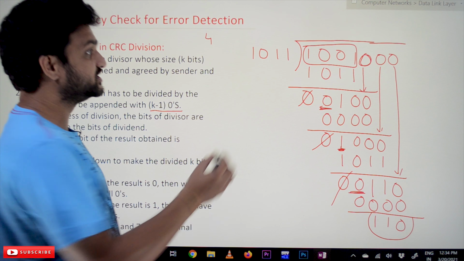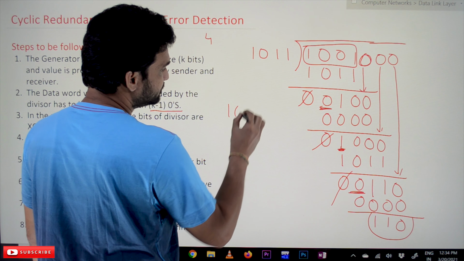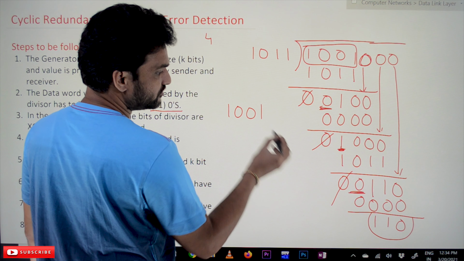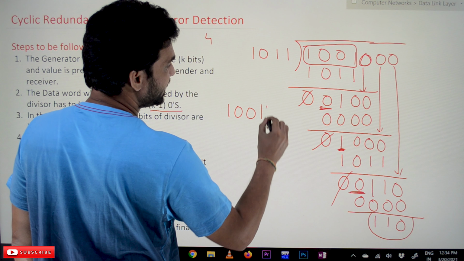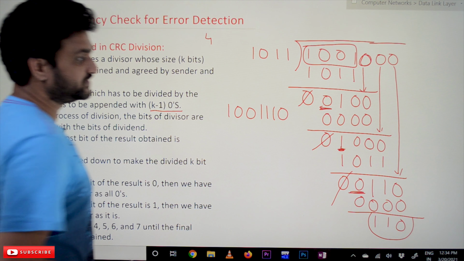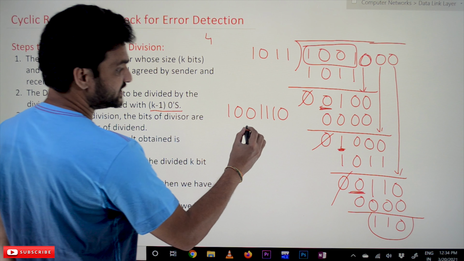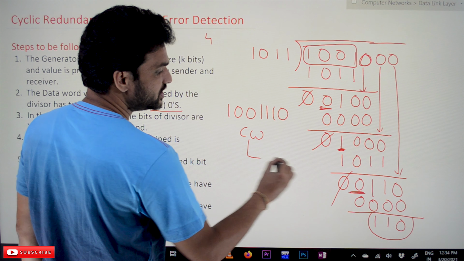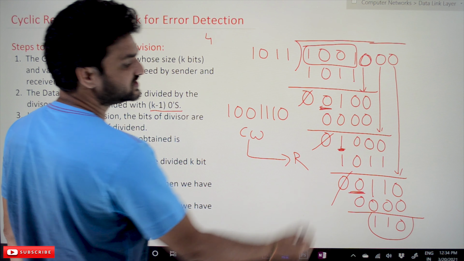Now to the original data word, which is 1 0 0 1, this remainder has to be appended. This is what we call the code word. This code word has to be transmitted to the receiver.